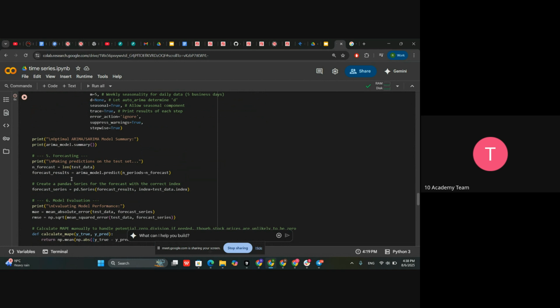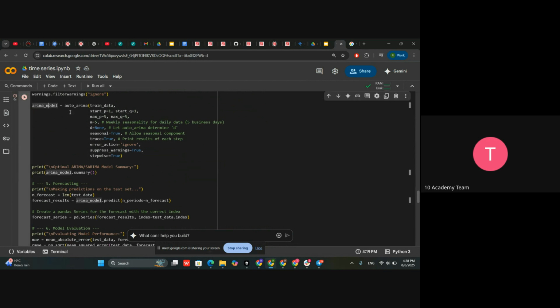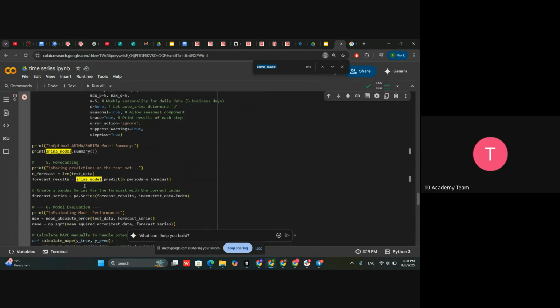Okay, so here we have the ARIMA model. We are using auto ARIMA, and the forecast result will also come from the ARIMA model, to predict N periods, where N periods is equal to N forecast, the length of the test data. So here we have the number of test data, not the data itself.